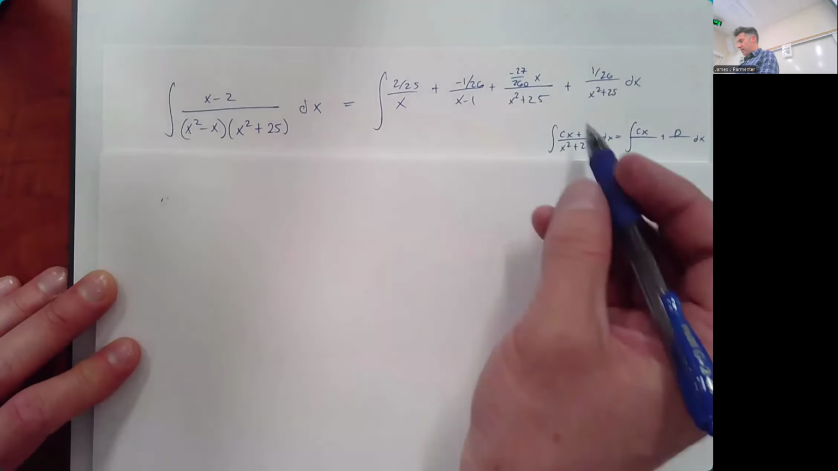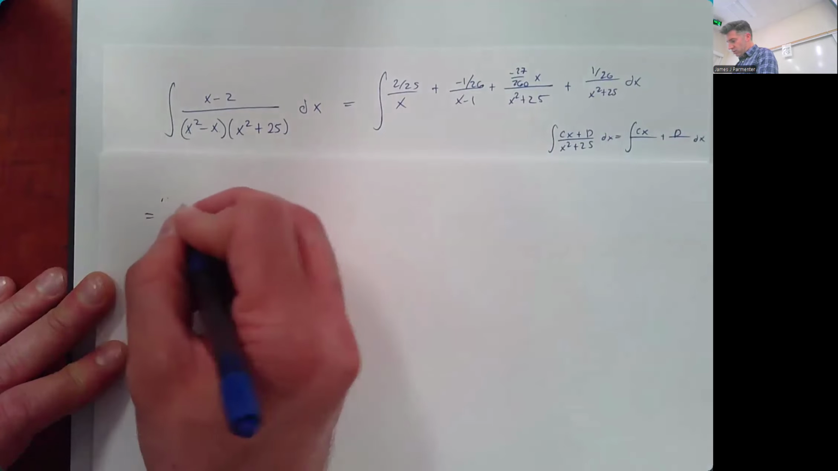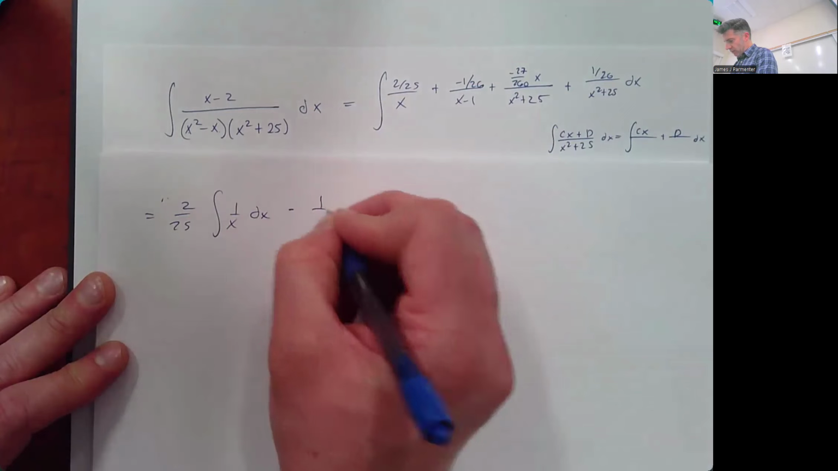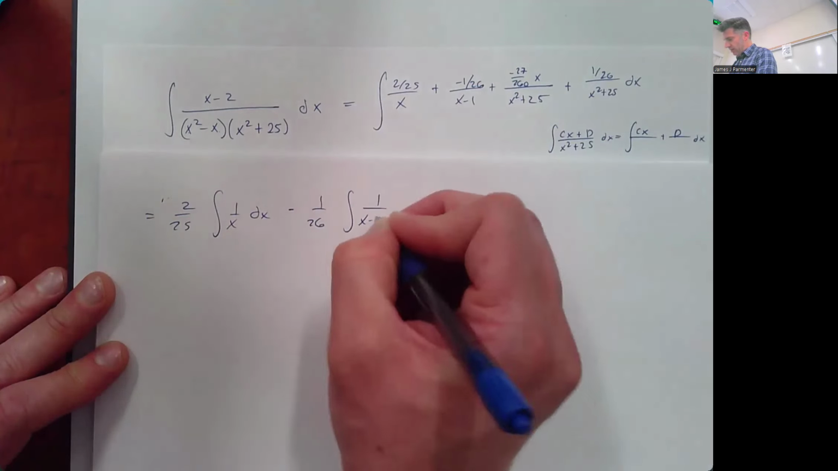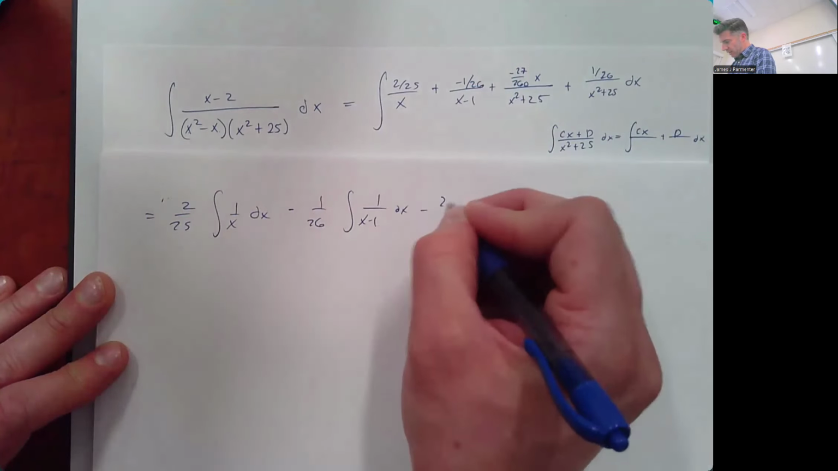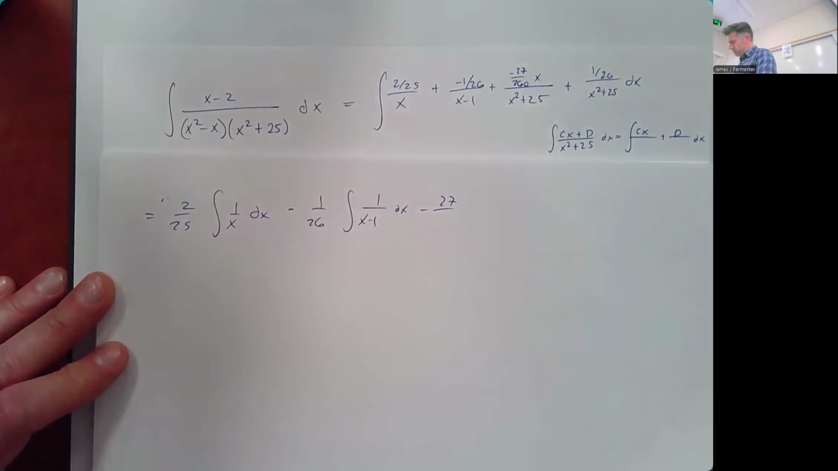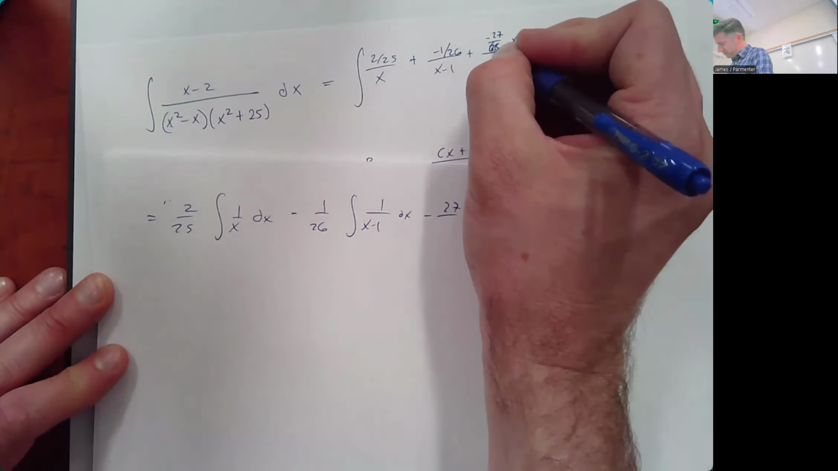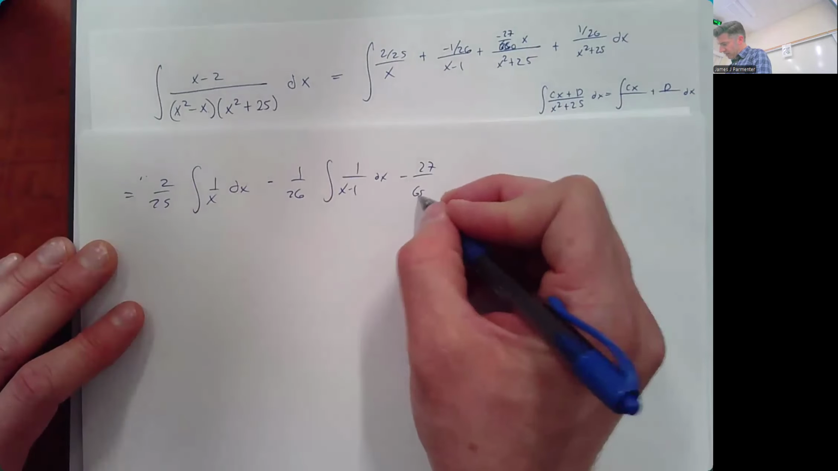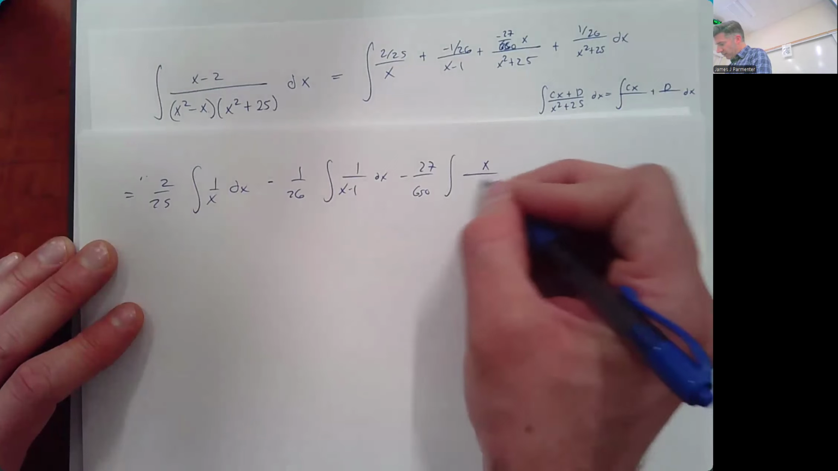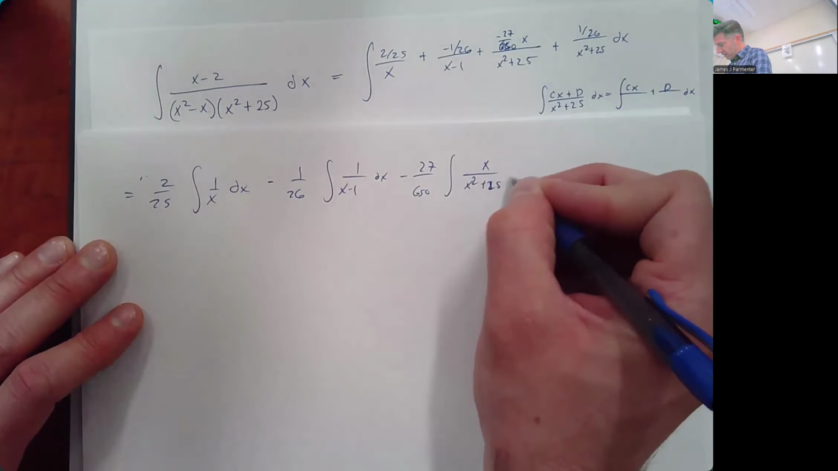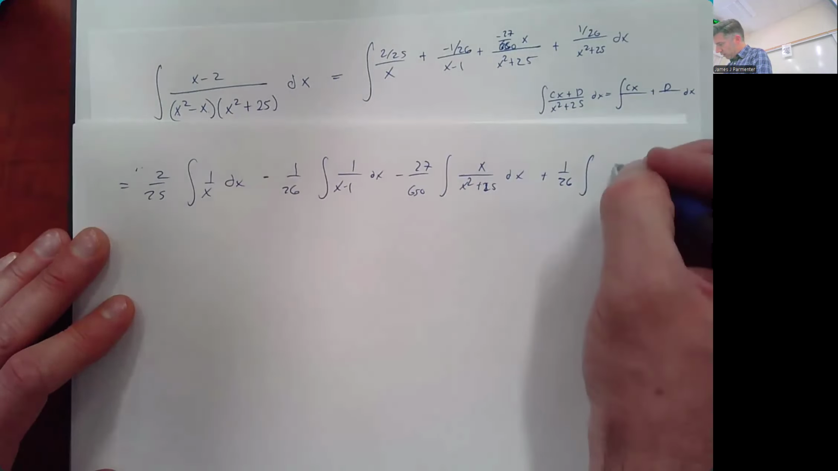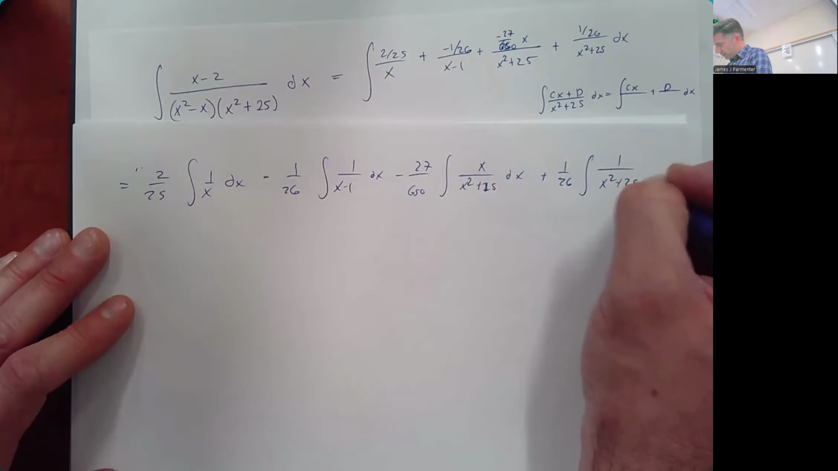So I'm going to rewrite this as the following. It's going to be 2 over 25 integral of 1 over x minus 1 over 26 integral of 1 over x minus 1 minus 27 over 650 integral of x over x squared plus 25 and 1 over 26 integral of 1 over x squared plus 25.